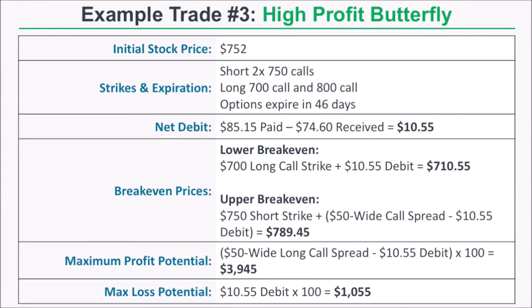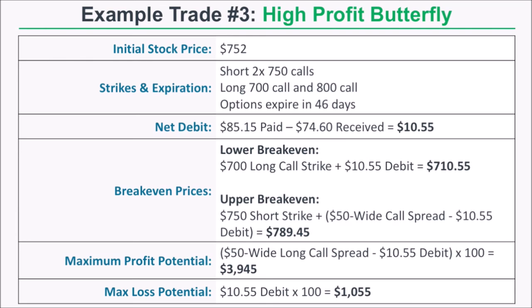Alright, in this last example, we're going to look at a high profit butterfly. So here's the setup. The initial stock price is $752, and to create our long call butterfly spread, we're going to buy the 700-750 call spread and sell the 750-800 call spread. Now all of these options expire in 46 days.